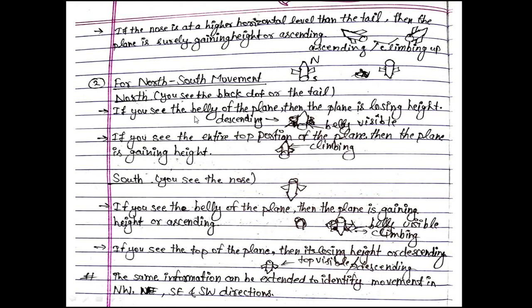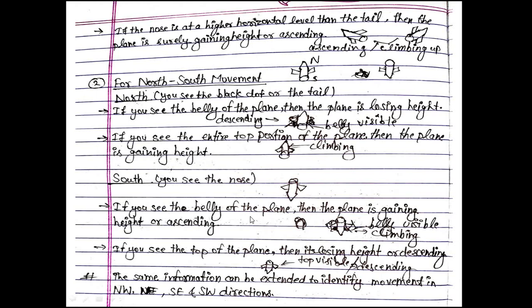Now for north and south movement, for north we know the black dot or the tail is visible to us. If you see the belly of the plane, meaning the below portion, the down part of the plane, then the plane is losing height, it is descending. If the belly is visible, the aircraft is descending. If for the north you see the entire top portion of the plane, then the plane is climbing or gaining height.